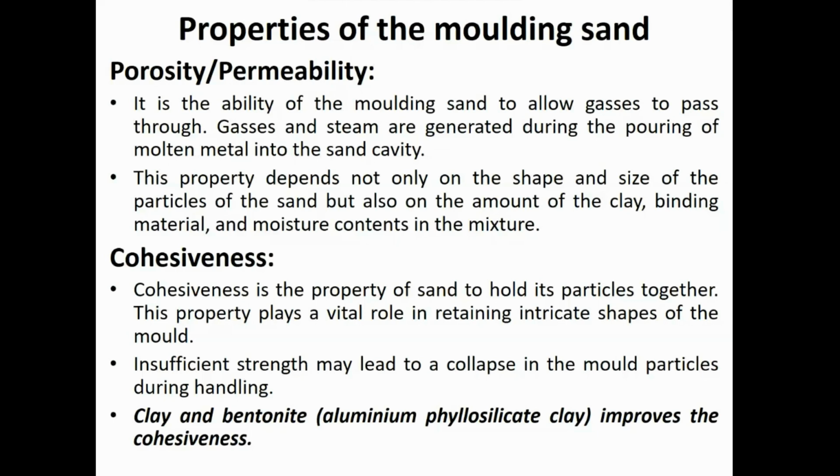So this property is very important in determining the strength and the ductility of the cast product. It depends not only on the shape and size of the particles of the sand, but also on the amount of clay, binding material and moisture contained in the mixture. You have to select these amounts so that the mold has the required strength, but does not have an excess amount of moisture and binding material. If you have an excess, then during the pouring of the molten metal, the heat will cause the burning of the binding material and the generation of steam. These two products will cause porosity in the cast product. So this is the porosity.